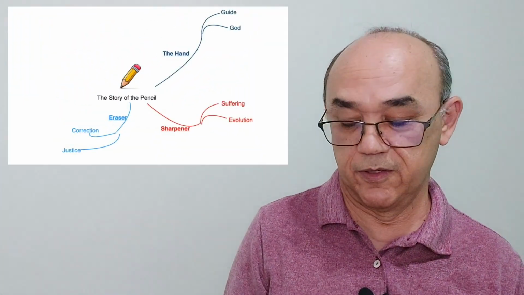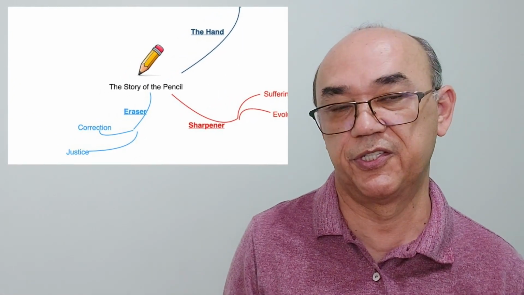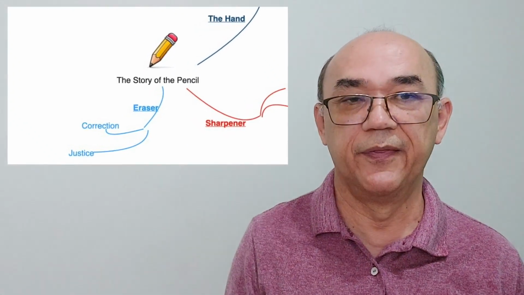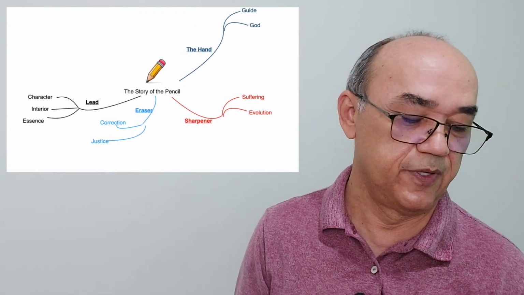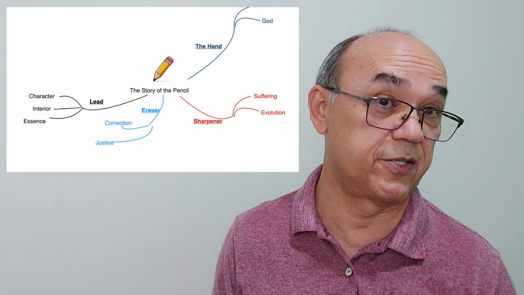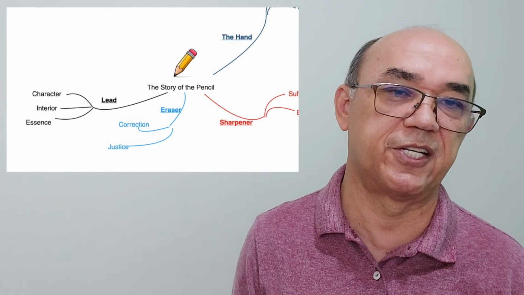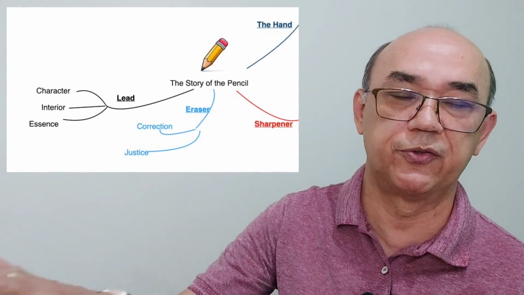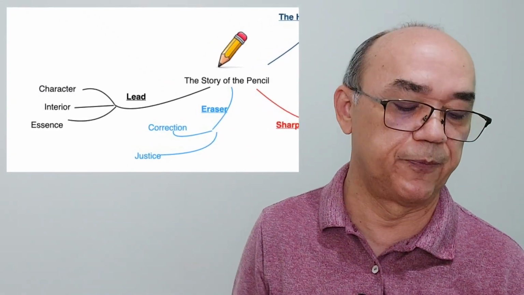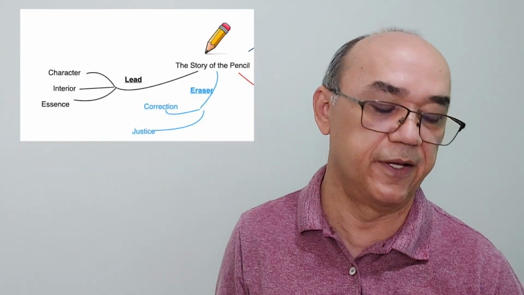The third is the eraser. The eraser, and what does it stand for? For correction, for justice. So the fourth is the lead. So the lead might represent the character. It might represent the interior, the inner essence of us. So this is interpretation. So this is all secondary or tertiary branches. But what is connected with the story of the pencil is the lead.